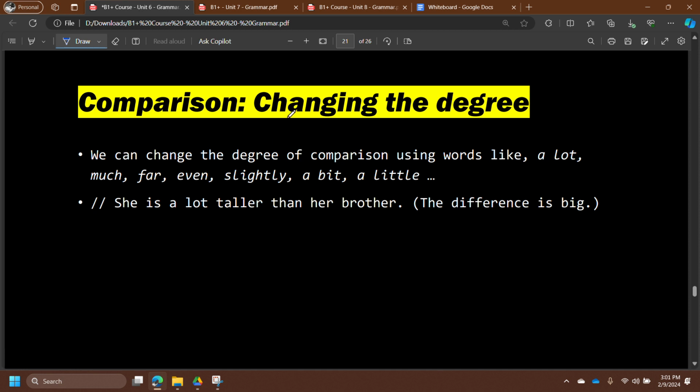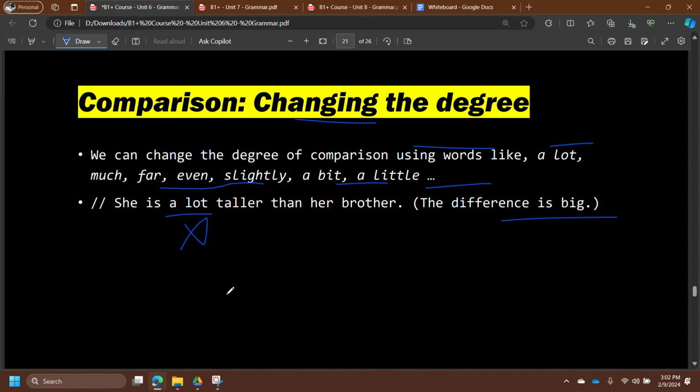And comparison now, changing the degree. How do you change the degree when you're talking about comparison? We can change the degree of comparison using words like a lot, much, far, even, slightly, a bit, a little, and many, many more. Example, she is a lot taller than her brother. The difference is big. Now, just think, if I don't have a lot in here, what meaning does it have? It does mean that she is taller than her brother, but we don't know how tall. We don't know how much the difference is.